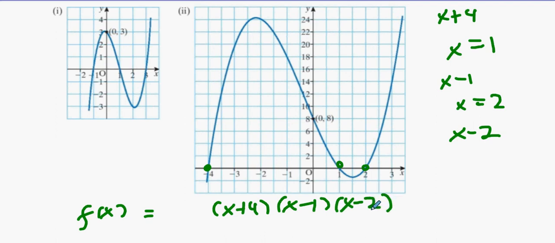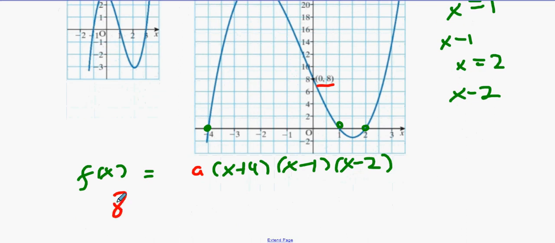However, I'm not guaranteed that, am I? Because there could be an a factor in front. Test any point that has a y value. What point will have a y value? 0, 8 looks pretty handy, doesn't it? So replace f of x with 8 and replace all the x's with 0. So again, I'll end up with 4, minus 1, and minus 2.